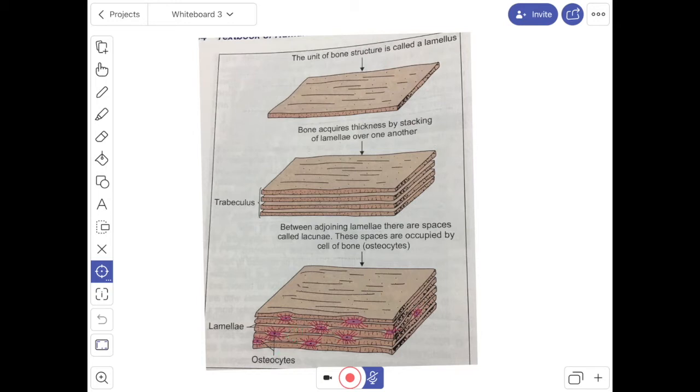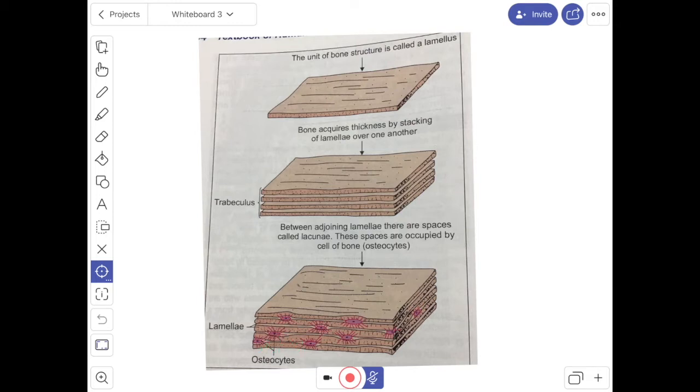Between the adjoining lamellae, we can see a small flattened space that is called the lacuna. Each lacuna contains one osteocyte. Spreading out from each lacuna, there are fine canals or canaliculi that communicate with those of other lacunae. The canaliculi are occupied by delicate cytoplasmic processes of osteocytes.